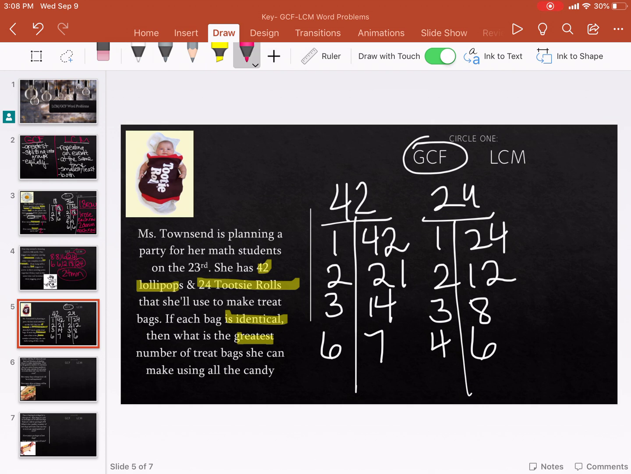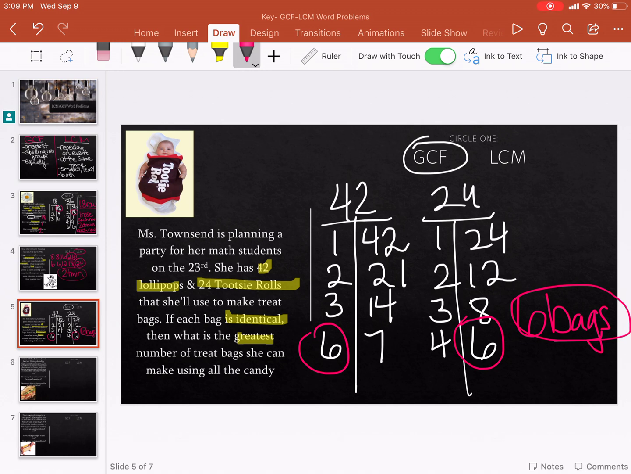Okay, so let's look at what's our greatest. 1, 2, 3 are all in common. 6 are in common. So 6 is our GCF. So what's the question? You have to have your units right on these. If each bag is identical, what is the greatest number of bags? 6 bags. Okay, so think about it.